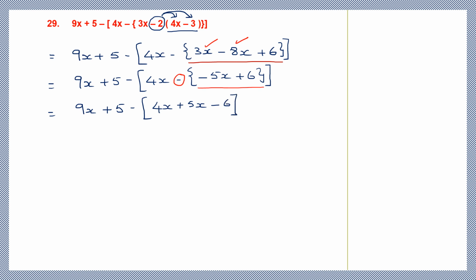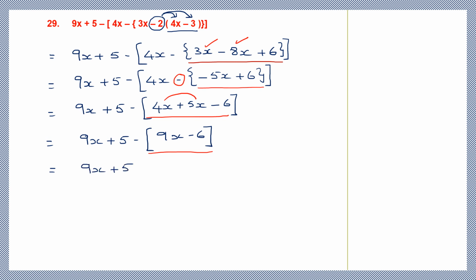Now we're going to simplify what is inside the square bracket before removing it. So this is going to be 9x plus 5 minus, now 4x plus 5x. 4 plus 5 is 9, 9x minus 6. Now we are going to remove the square brackets. So let's write 9x plus 5. Before we remove, see the sign before that, it's minus. So the sign of all the terms will change. So it becomes minus 9x plus 6.